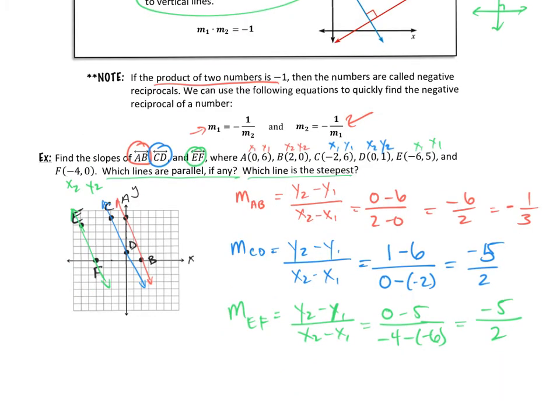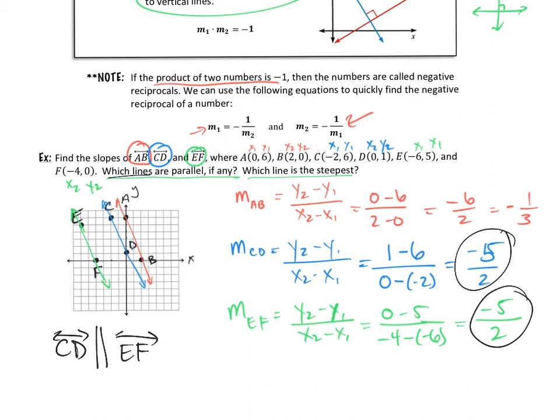And now we have enough information to answer our two questions. For the first question, which lines are parallel? This and this are the same number, and the same slope for two different lines means those lines are parallel. So we can say that line CD, our blue line, is parallel to line EF because they have the same slope. To answer which line is the steepest, I need the largest absolute value.